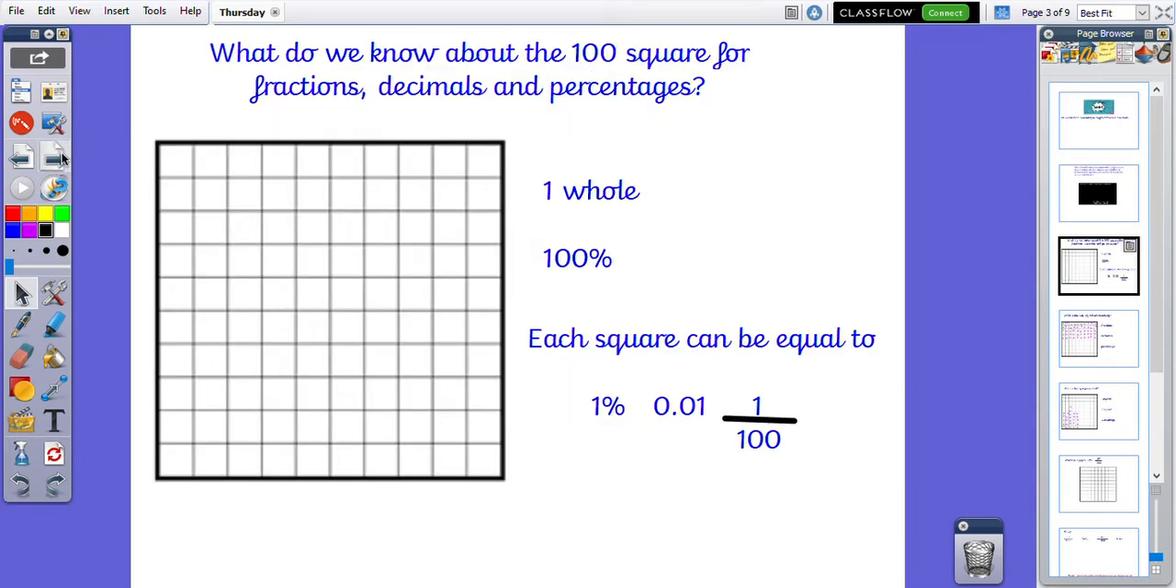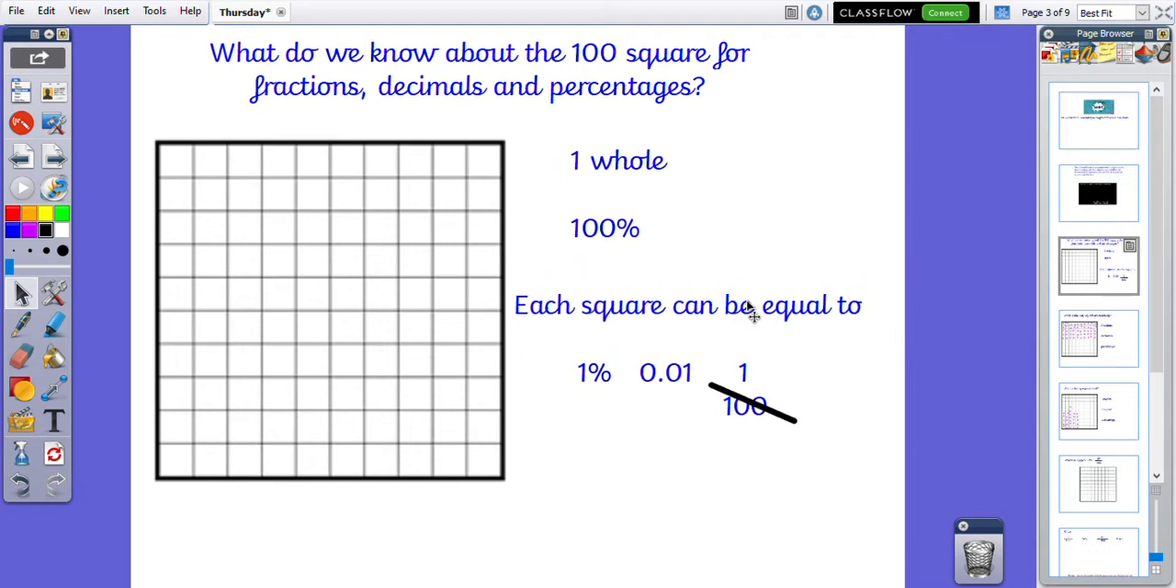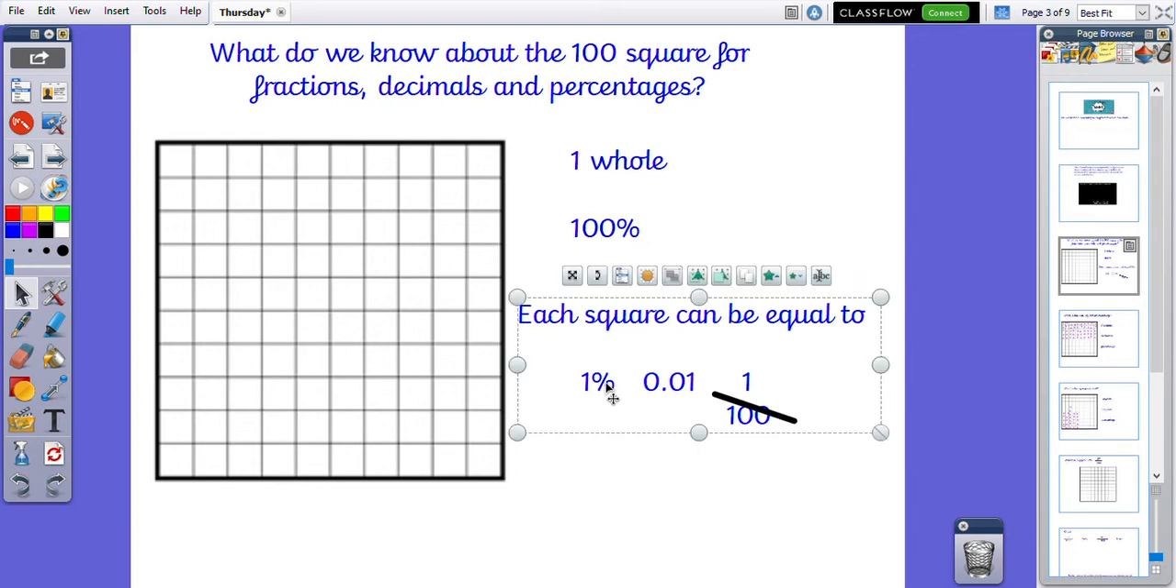Okay, so what do we already know about the 100 square for fractions, decimals and percentages? So we know that a whole 100 square can equal 1 whole or 100%. Okay, so that is what we've learnt so far. And we know that each square can equal 1%, 0.01 or 1 over 100. So we need to remember this when we come to look at the next couple of slides.